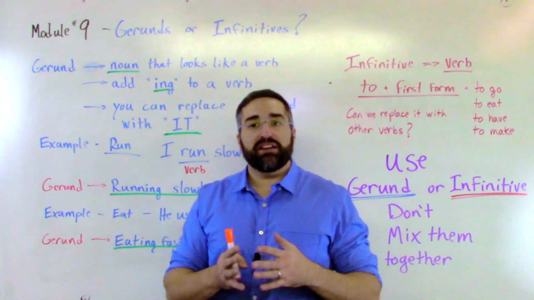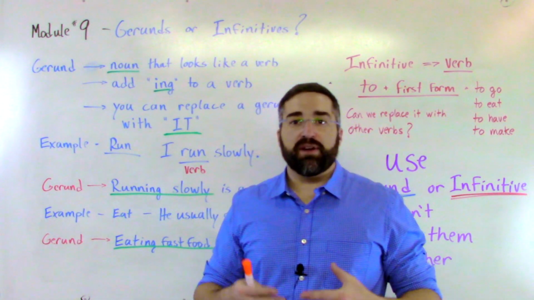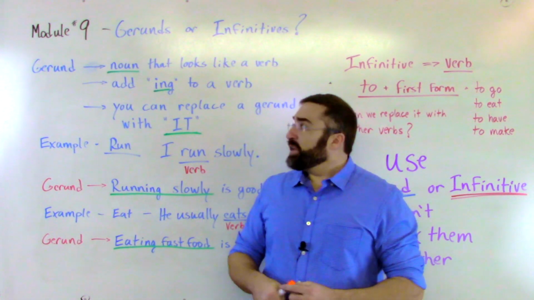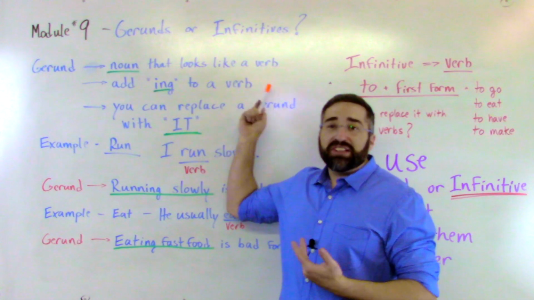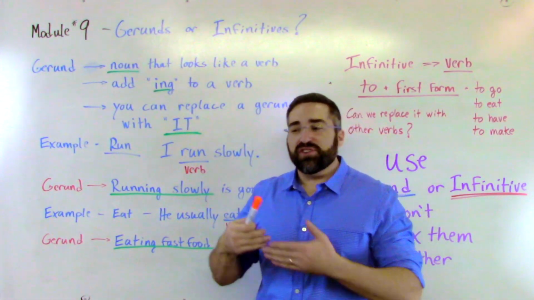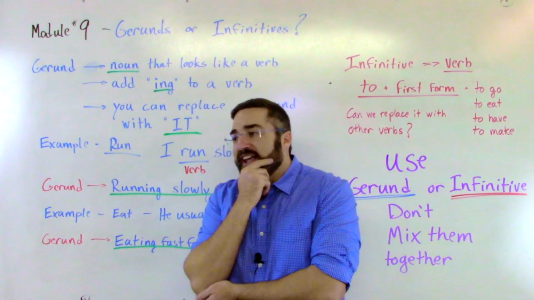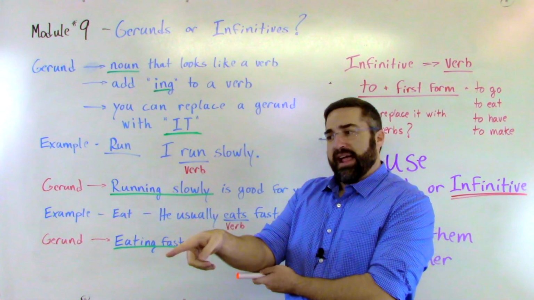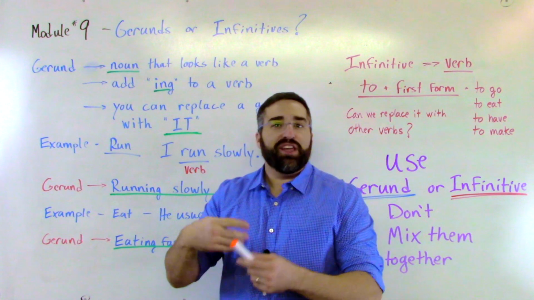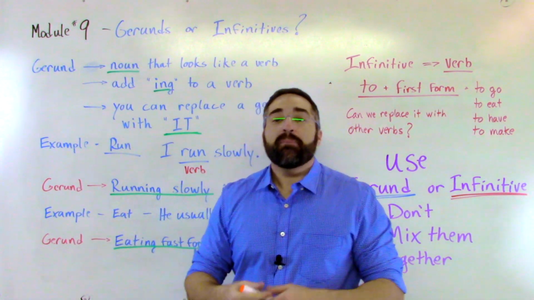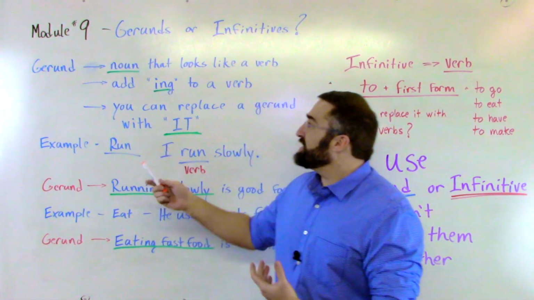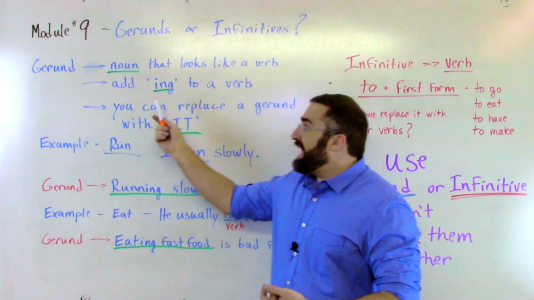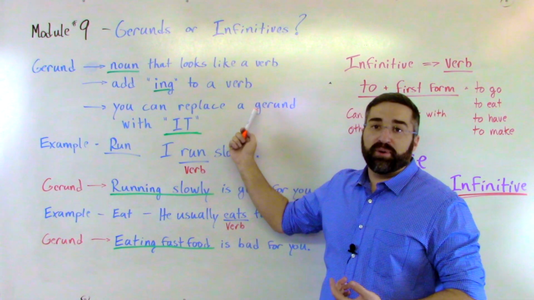So let me explain first what a gerund is. A gerund is a noun, first and foremost. So that's a noun, but it looks like a verb. So you're reading a sentence and you're thinking, is that a verb or is that a noun? What is that? Maybe it's a gerund, especially if it has the ing. So we make a gerund by adding the ing to a verb, okay?